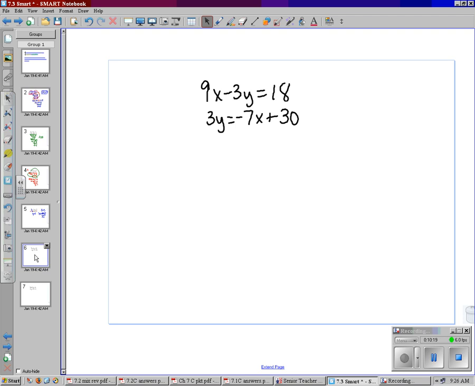9x minus 3y equals 18, and 3y equals negative 7x plus 30. Take a look at that system and tell me if you have any issue with that system. An issue with that system at all? What do you say, Samantha? They're not all lined up. What do you mean they're not, I mean, all lined up?